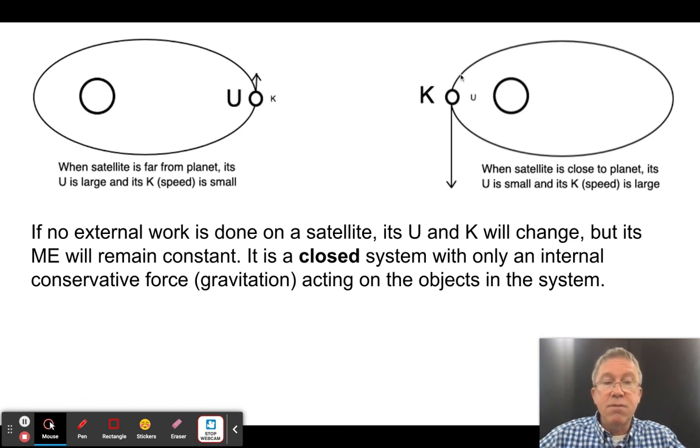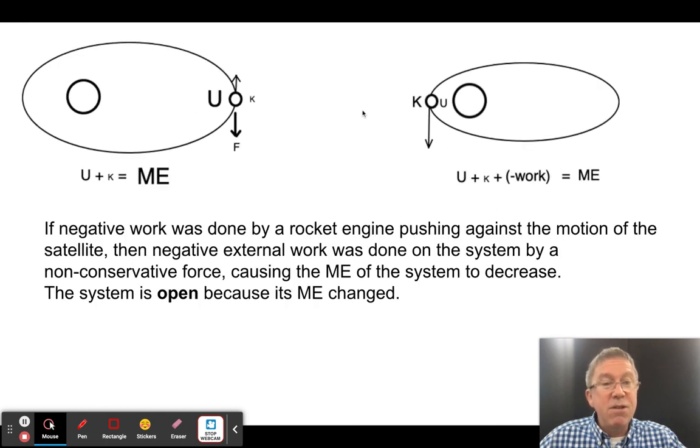This is a closed system. There's no place for the energy to go. Since I haven't added or taken energy out of it, the total mechanical energy of the system is going to remain constant. It is a closed system. But what if I had a rocket engine? Now that rocket is an applied force. This isn't friction, but it's basically an applied force from the rocket thrust. That's going to do work on the system and change the mechanical energy of the system. So therefore, it's no longer a closed system.